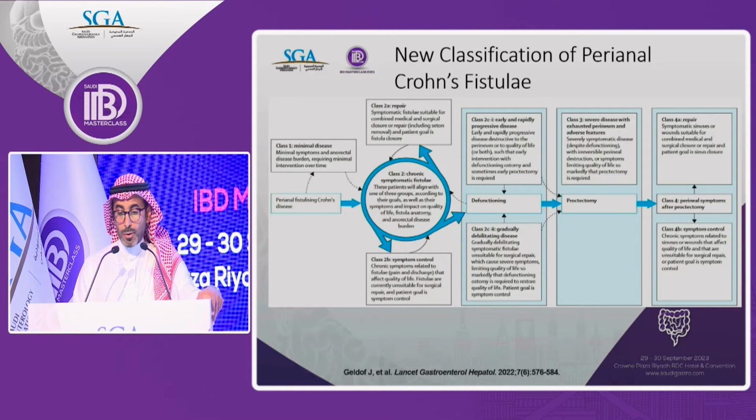Class 2C2, which is gradually depleting, is not severely progressive, but gradually at the end, probably you end by defunctioning. Class 3, which is severe disease with exhausted perineum and with adverse features, ends by proctectomy. And then class 4, which is 4A and 4B, these come after doing proctectomy.